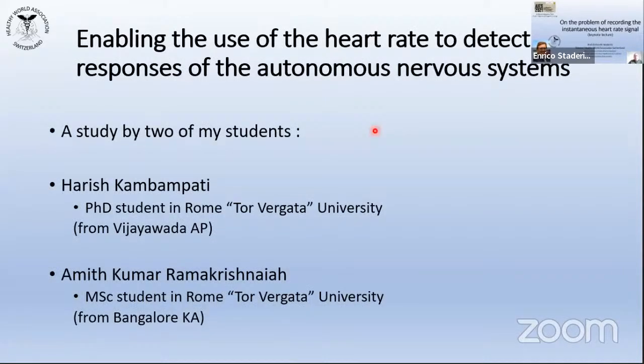Now, I'm at the end of the presentation, and I would like to introduce you to two of my students, Harish Kambampati and Amit Kumar Ramakrishnaya. Harish is my student coming from Vijayawada, and now he is a PhD student at Rome Tor Vergata University under my tutoring. Amit Kumar Ramakrishnaya is a Master of Science student at Rome Tor Vergata University, and he comes from Bangalore, Karnataka. And they are using these methods to detect the evoked response of the autonomous nervous system.